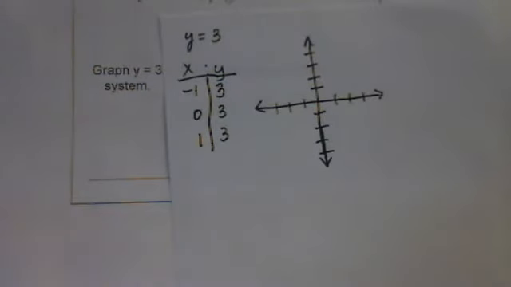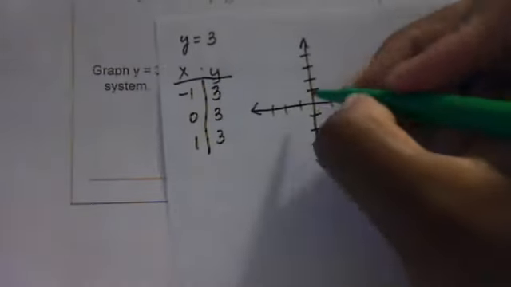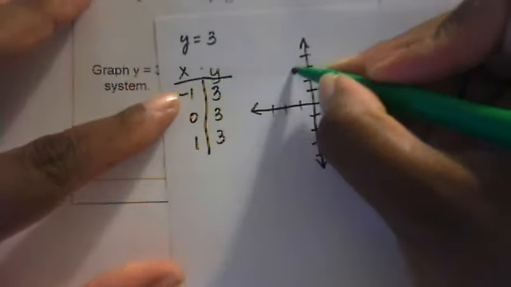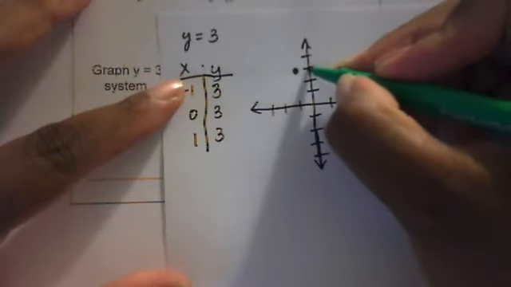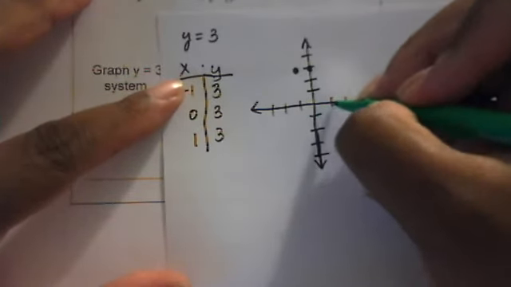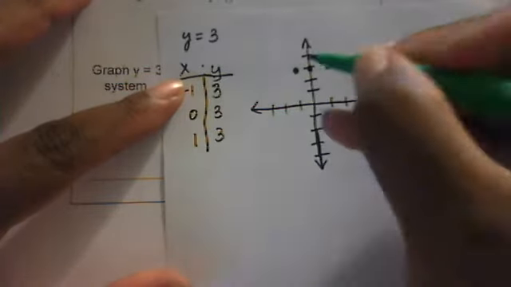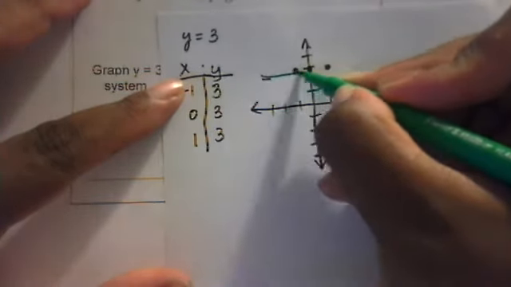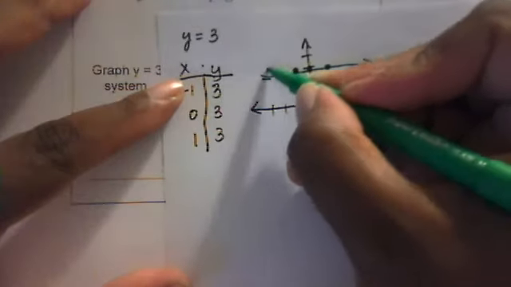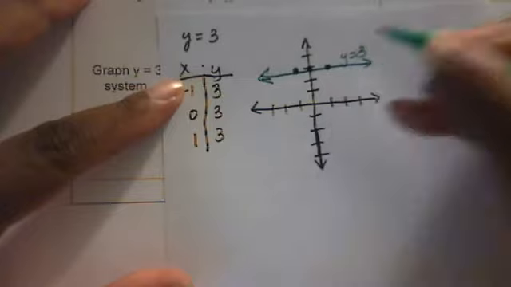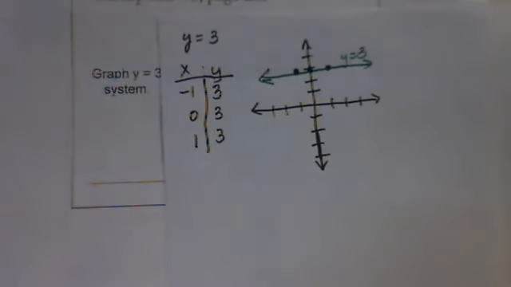Alright, in this case, I'll plot the point -1, 3, and that's to the left 1 and up 3. And then 0, 3, we stay at 0 but go up 3. And then for 1, 3, you go to the right 1 and up 3. And then you're going to connect those 3 points, and you'll have the graph of the line y is equal to 3. So as you can see here, it's going to be a horizontal line. Anytime you have y equal to a constant, the graph of it will be a straight horizontal line.